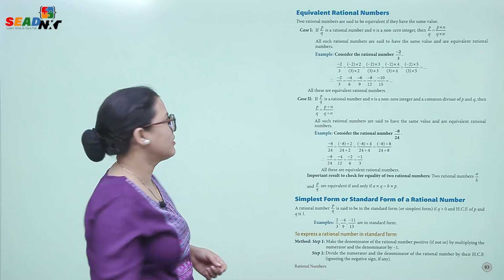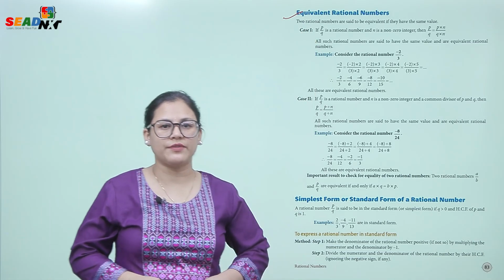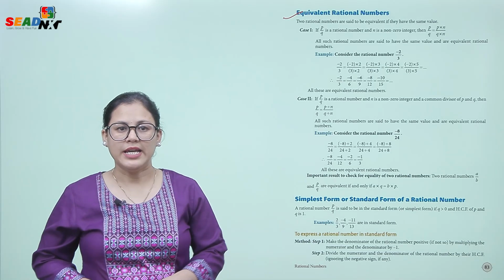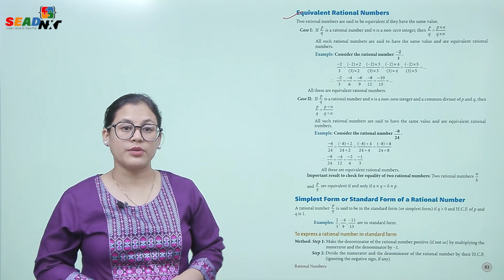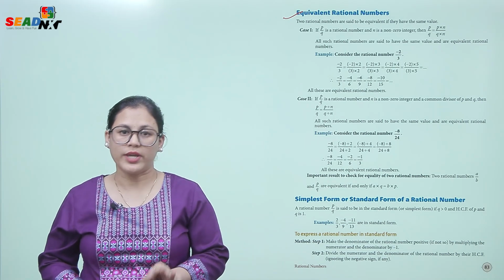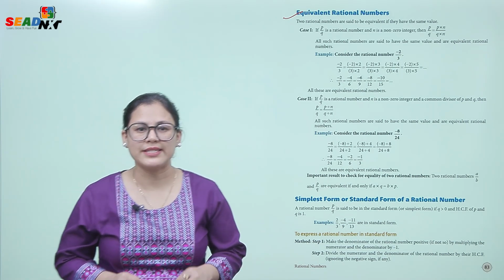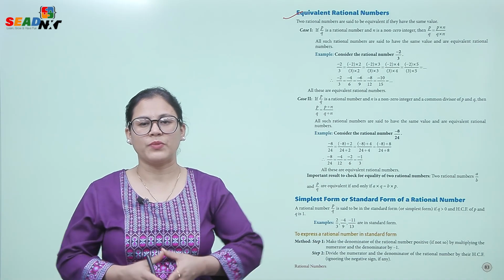Equivalent rational numbers. Two rational numbers are said to be equivalent if they have the same value. Case 1. If p by q is a rational number and n is a non-zero integer, then p by q is equal to p into n upon q into n. All such rational numbers are said to have the same value and are equivalent rational numbers.